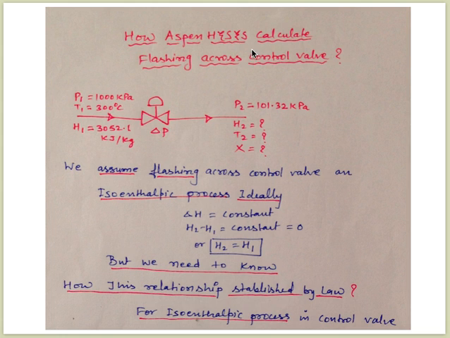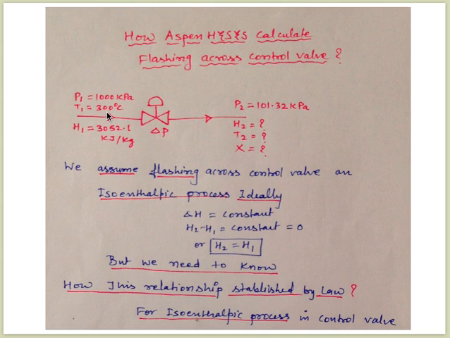So how does Aspen HYSYS calculate flashing across a control valve? Let's take one steam stream going into the control valve and coming out of the control valve. So this is the inlet stream, this is the outlet stream. Let's say the inlet is at pressure 1000 kilopascal, which is 10 bar, and temperature 300 degrees centigrade. So we are taking the example of steam.